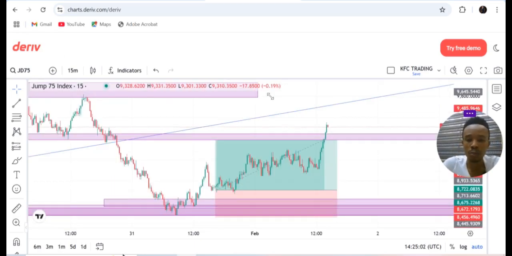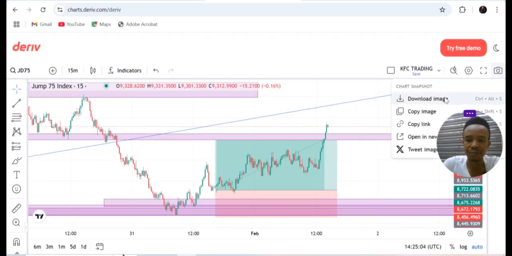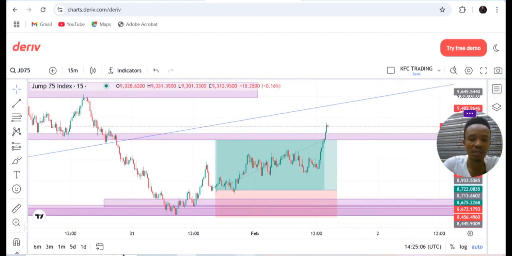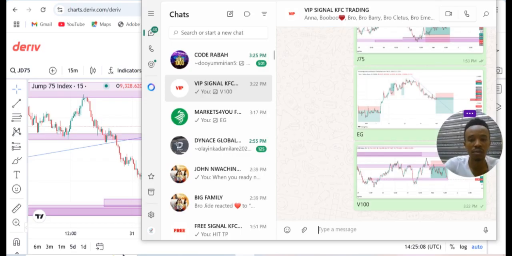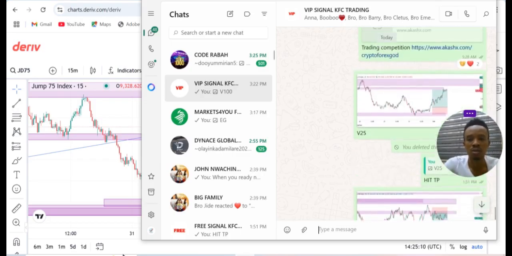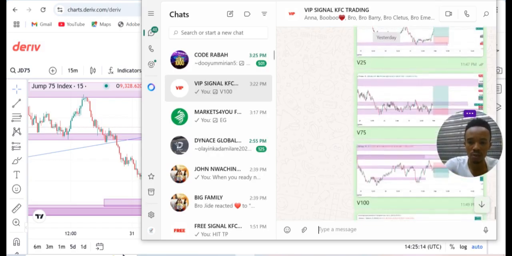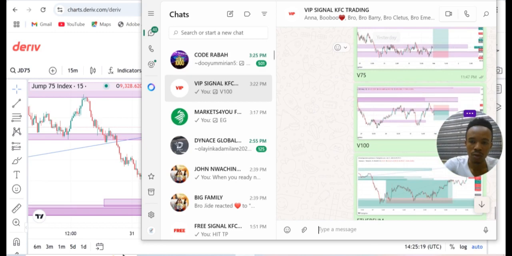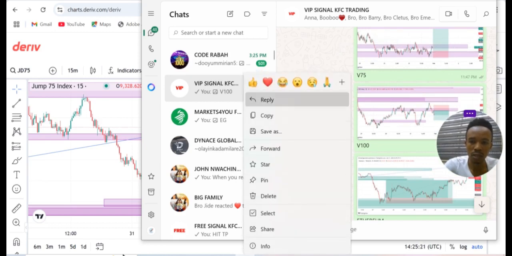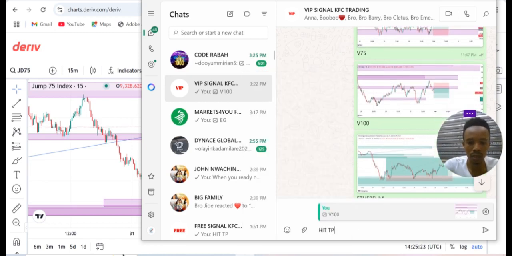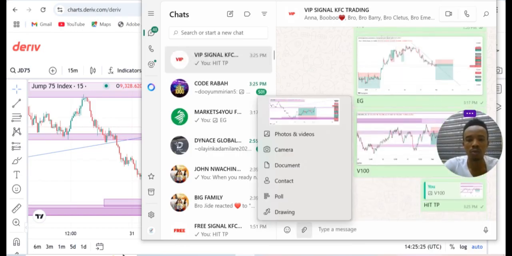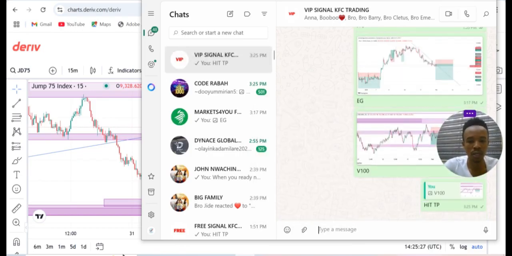Then we have Jump 75. So the Jump 75 has just hit take profit. Sorry, let me just update the group. So we have Volatility 100 will hit TP, and then we have Jump 75 will just hit TP.